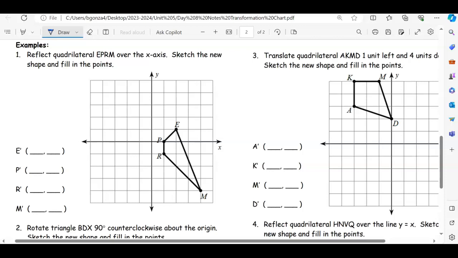Now, look at this. We're given a picture. This is EPRM, a four-sided figure. It says to reflect it over the x-axis, sketch the new shape, fill in the points. Now I'm going to tell you how to do all these step by step. Step number one, I need to write down these original points, okay? I can't figure out the new points unless I know the original points. So you see this space right here? I'm going to write down the original points, EPRM. Let's go ahead and do that together. Here we go.